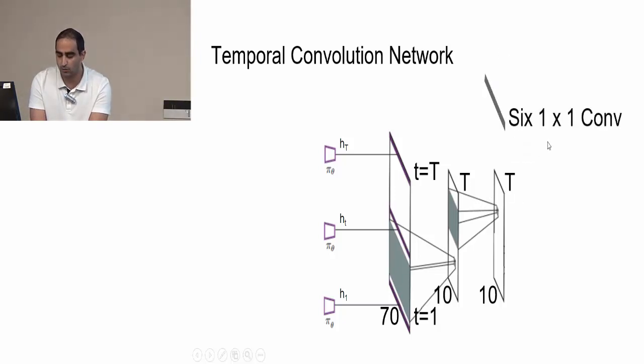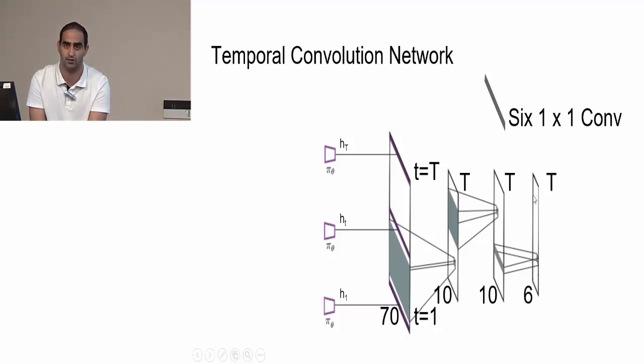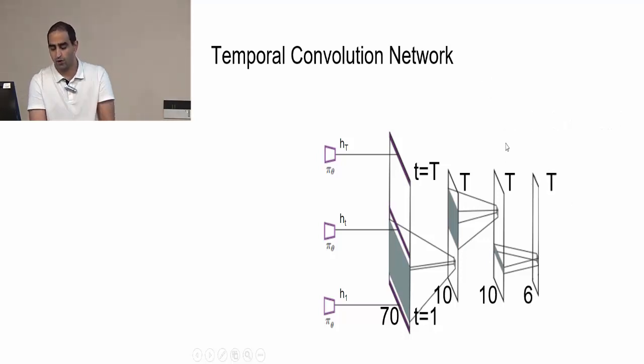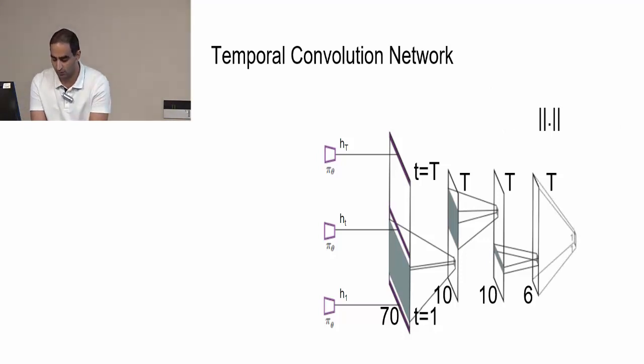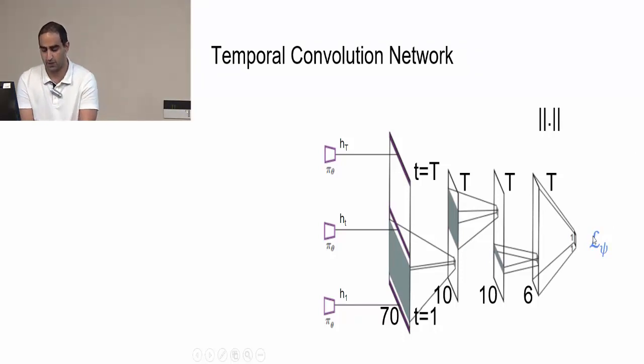Then we use 6 1 by 1 convolutions. A 1 by 1 convolution just looks at one time step at a time and calculates the corresponding output. And because we again use 6 masks, the output length should be 6 and its height should be capital T. Finally, we just apply a norm on this matrix, and it gives us just a number. And that number is L psi.